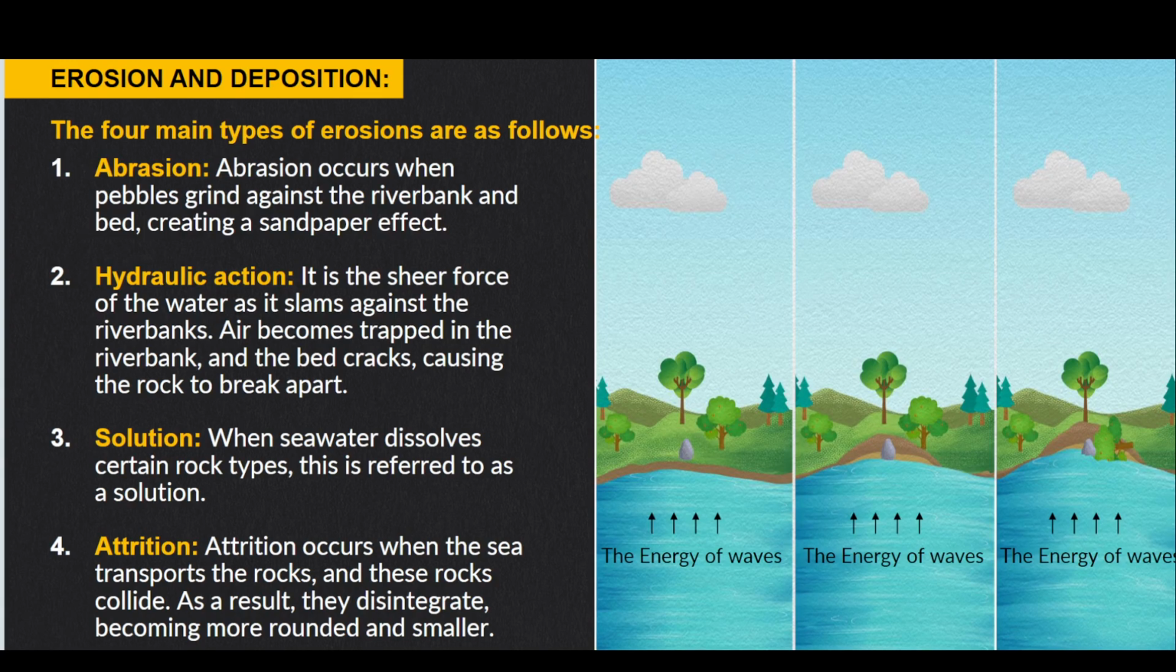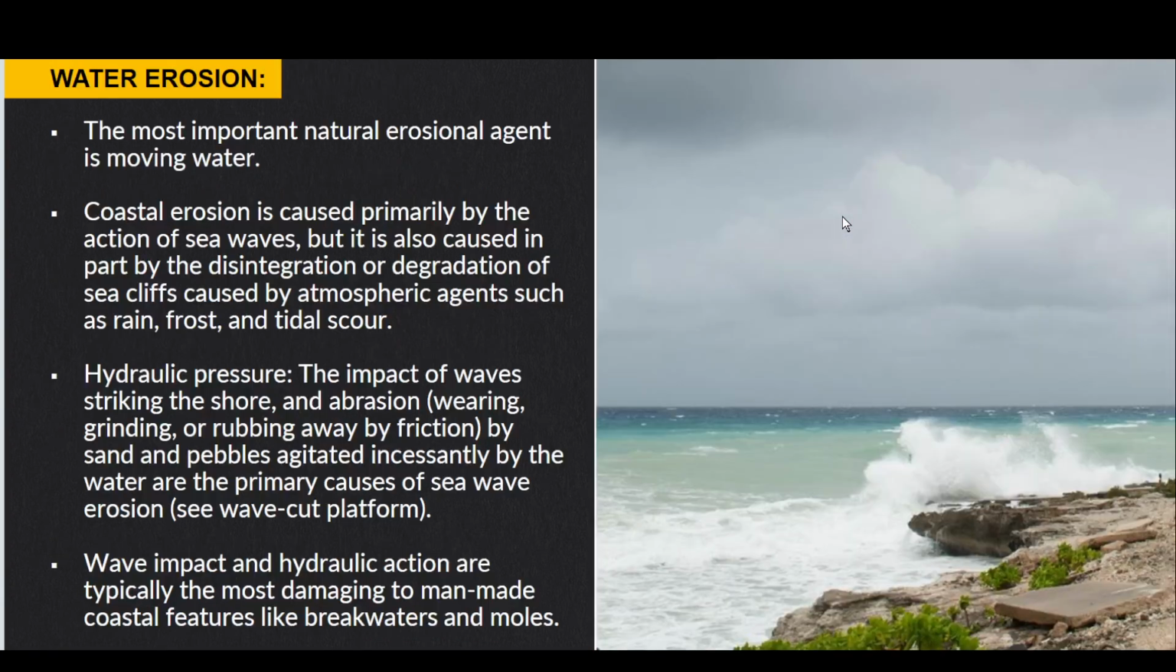Then solution: when seawater dissolves certain rock types, this is referred to as solution. Then attrition occurs when the sea transports the rock and these rocks collide. As a result, they disintegrate, and they become more rounded and smaller because of the energy of waves. They usually take place around the riverbank.